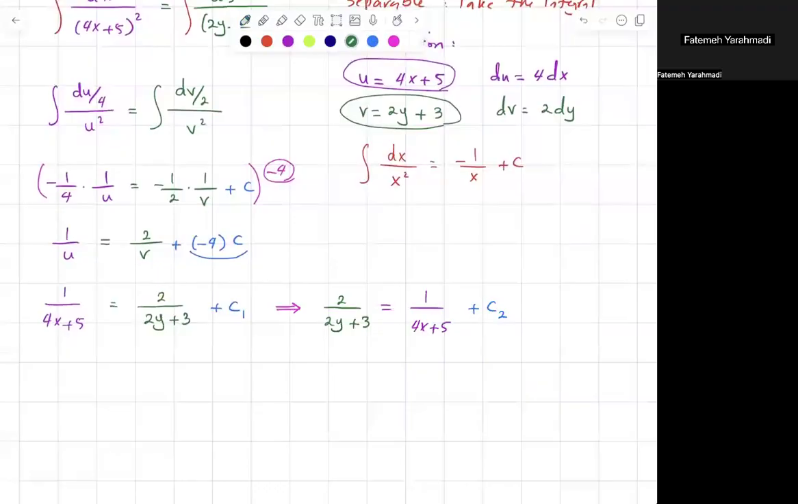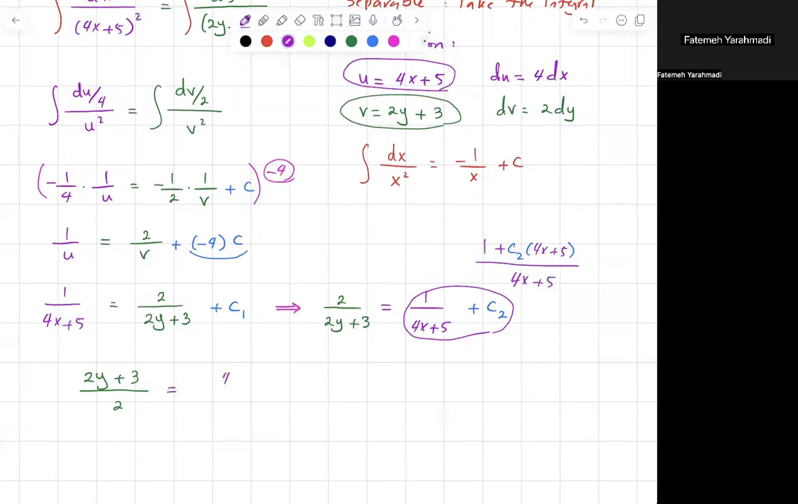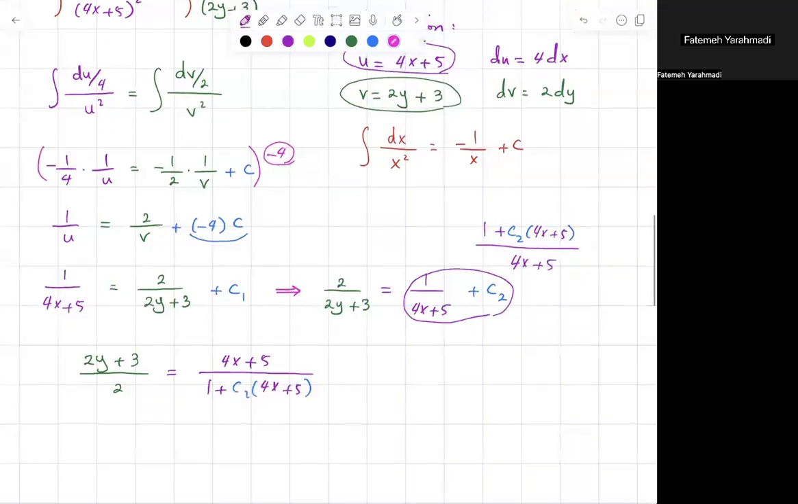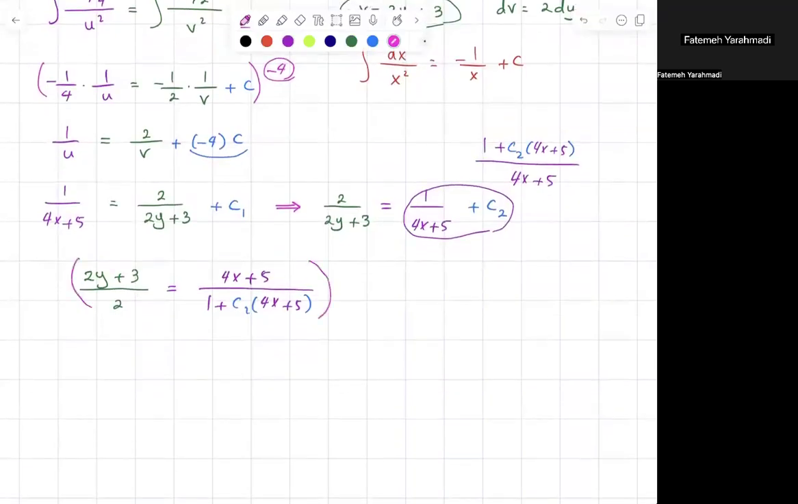Flip these two fractions. So you have (2y plus 3) divided by 2 equals, if you take a common denominator between these two, it becomes 1 plus c2 times (4x plus 5), close up the parentheses, divide by 4x plus 5, and then flip this fraction, so you get (4x plus 5) divided by (1 plus c sub 2 times (4x plus 5)). And now you can simplify this by multiplying everything by 2, then subtracting 3, and then dividing by 2.